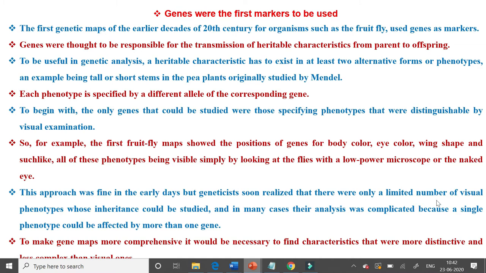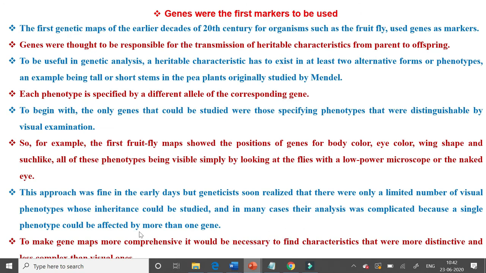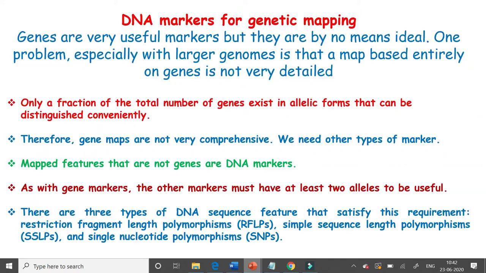The second problem is that a very small number of characters are visible whose inheritance can be studied, and the rest of the characters are complicated. We all know that one trait is not controlled by a single gene. Mendel was extremely lucky in his experiment that his characteristics were controlled by a single gene. But in humans, we don't have traits which are controlled by a single gene. These traits are actually controlled by many genes. So to make gene maps more comprehensive, it would be necessary to find characteristics that are more distinctive than visual traits. So, DNA markers for genetic mapping.